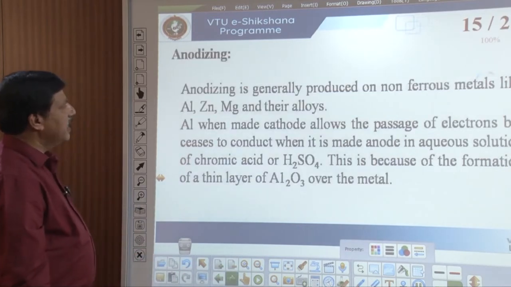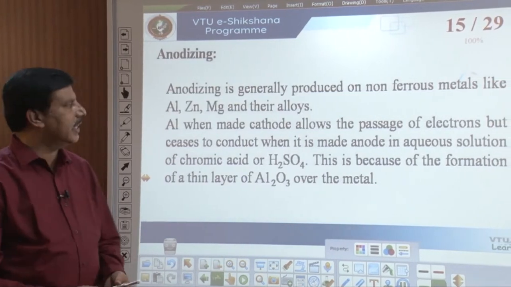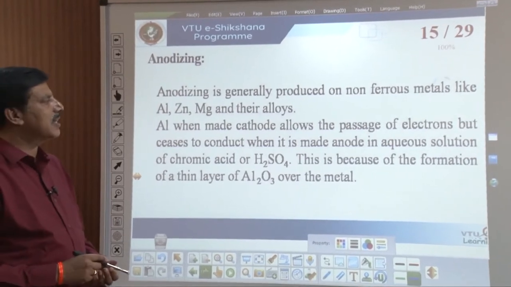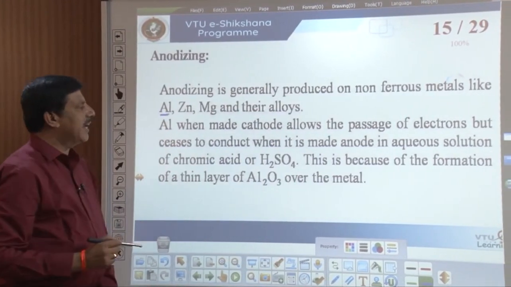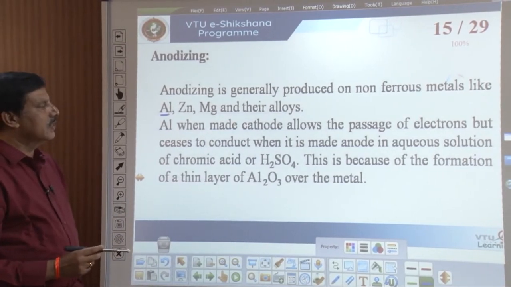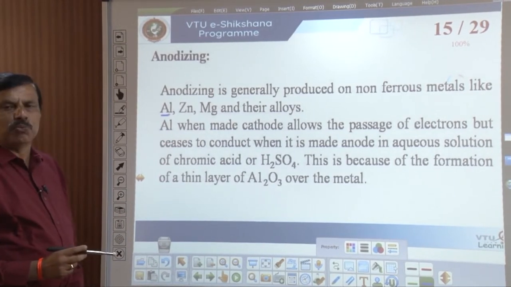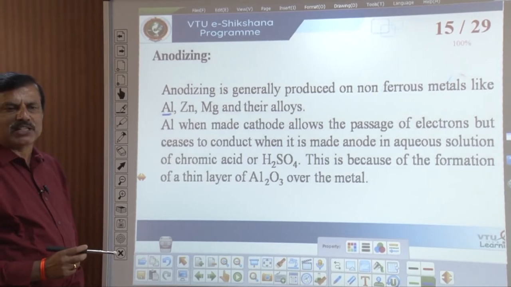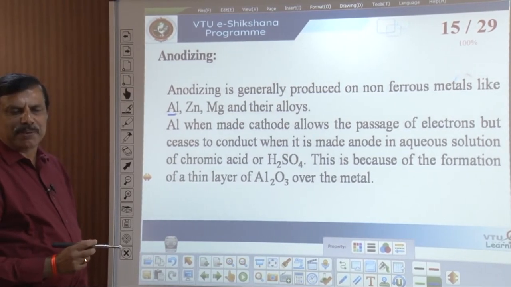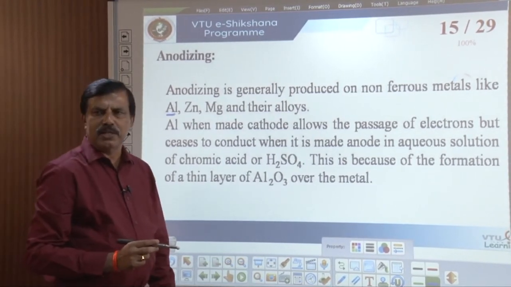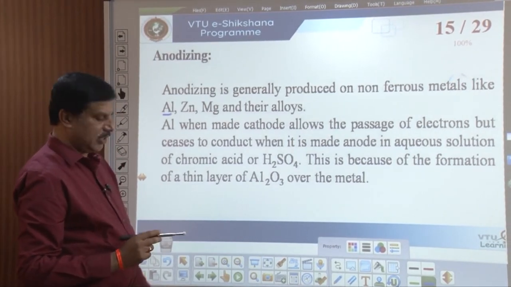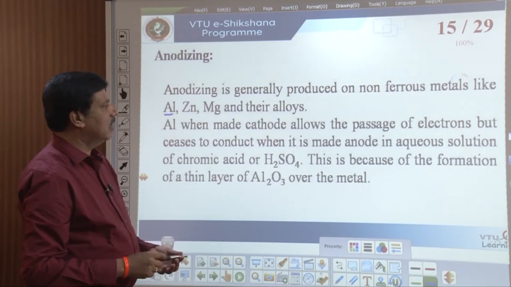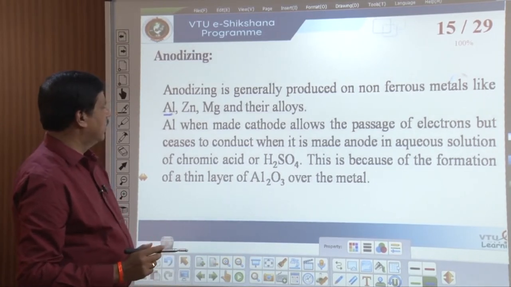Now, anodizing is generally produced on non-ferrous metals like aluminium, zinc, magnesium and their alloys. An alloy is nothing but a homogeneous mixture of two or more metals, for example brass. Copper in brass is a homogeneous mixture, meaning the same solid state.